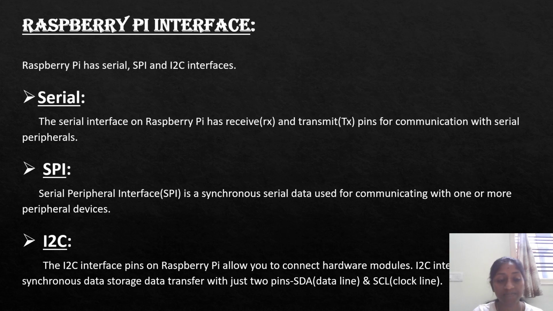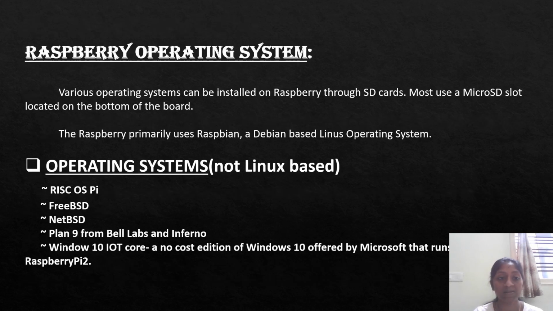Raspberry operating systems. Various operating systems can be installed on Raspberry Pi through SD cards. Most use a micro SD slot which is located on the bottom of the board. The Raspberry Pi primarily uses Raspbian, a Debian based Linux operating system. Operating systems which are not Linux based: RISC OS Pi, FreeBSD, NetBSD, Plan 9 from Bell Labs and Inferno, Windows 10 IoT Core.